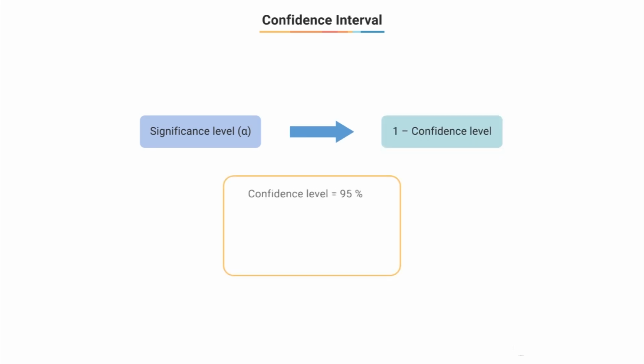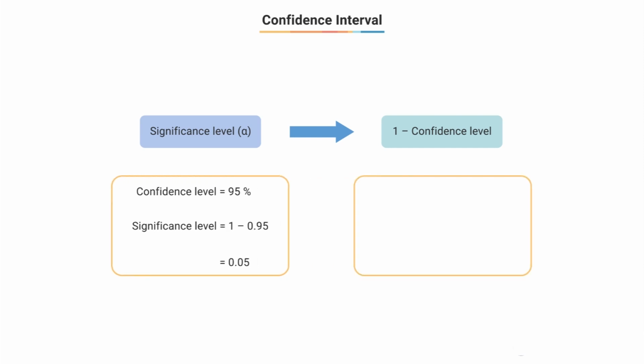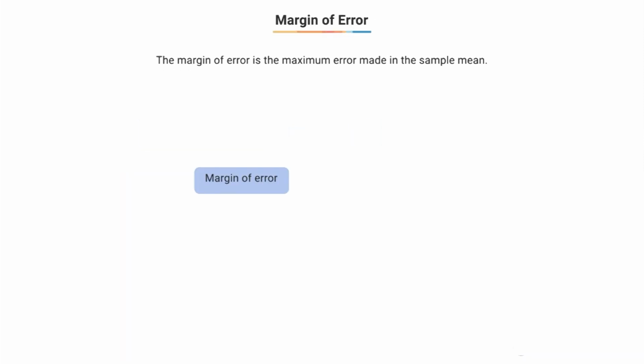So if the confidence level is 95% or 0.95, then the level of significance will be 1 minus 0.95, which is 5% or 0.05. Similarly, if you are given the level of significance or told that alpha is equal to some value, say 0.05, then you can say that the confidence level which we want to conclude is going to be 95%. Next, you have the margin of error, which is the maximum error made in the sample mean.